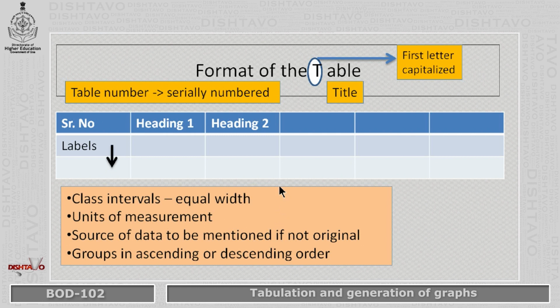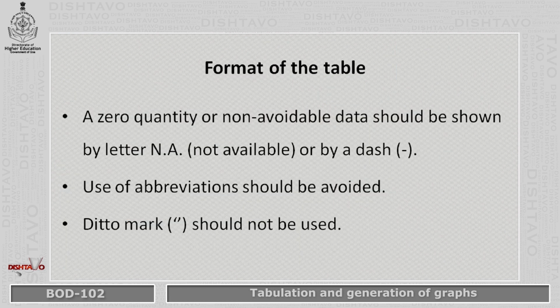Now the class intervals should have equal width. The units of measurement has to be mentioned in the table, and the source of data has to be maintained if it is not an original work. The groups can be in ascending or descending order. So this is how the format of the table should look like. Also, when you have a zero quantity or non-available data, it should be shown by the letters N.A., that means not available, or by a dash. Use of abbreviations should be avoided in a table, and ditto mark should not be used.